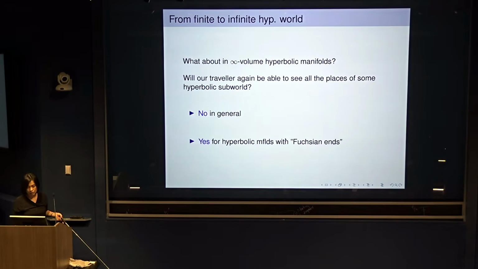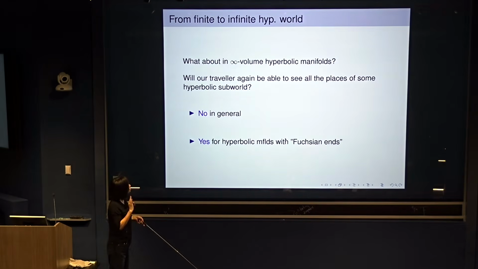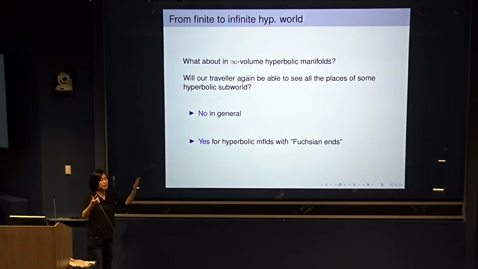Okay, so now she has traveled to all the closed hyperbolic worlds. Now she wants to adventure to infinite hyperbolic worlds. So what about infinite volume hyperbolic manifolds? Will our traveler again be able to see some hyperbolic subworld? And the answer is no in general. We do have, say, hyperbolic 3-manifolds of infinite volume for which you don't have this nice description of the closure of the Euclidean lines.